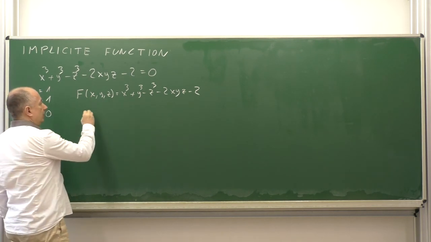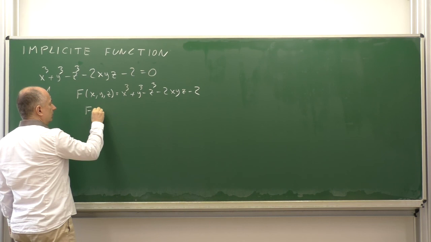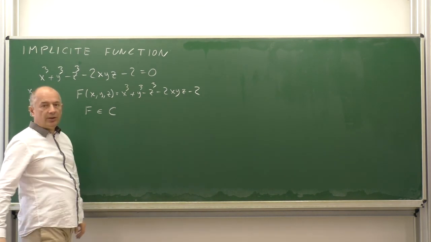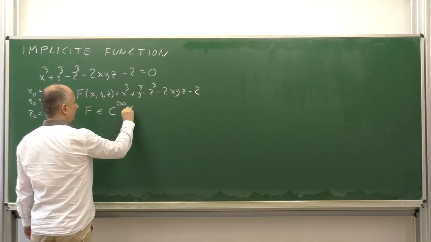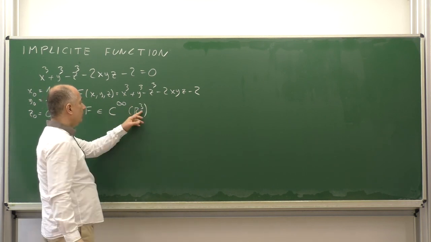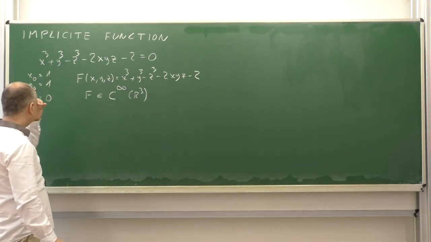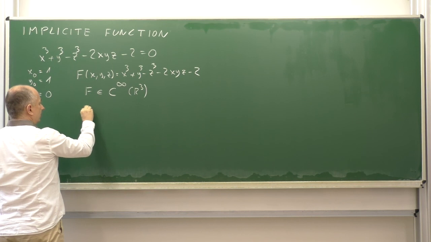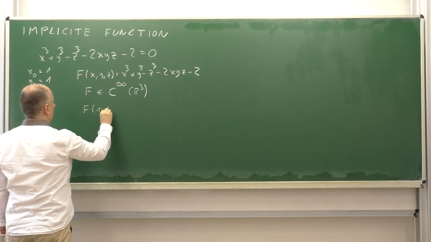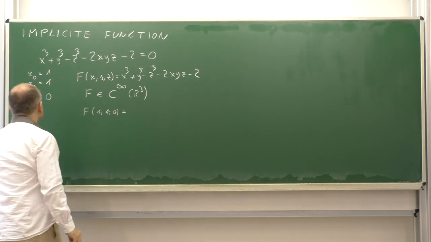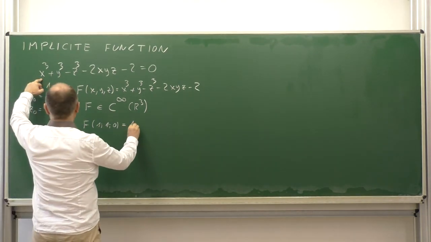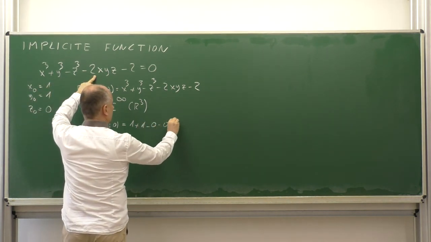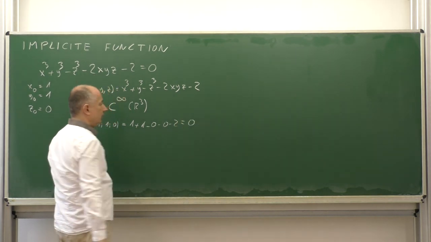First we see that this function is continuous and defined for all triples x, y, z. As a polynomial it has derivatives of any order. So this is C infinity on R3 because it has 3 arguments. Then let's see whether the point is on this set. F at (1, 1, 0) is equal to 1 plus 1 minus 0 minus 0 minus 2, which is indeed 0.